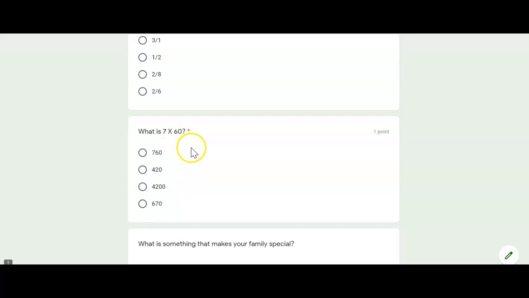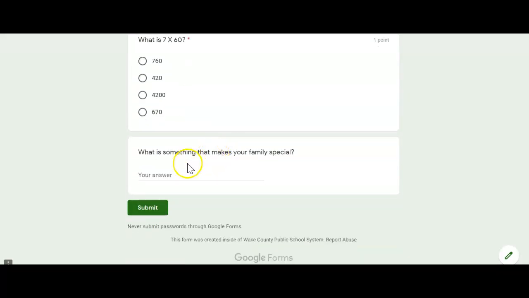And next, what is 7 times 60? And you can use your notebook also for this one. Choose whatever model that you want to help you to solve this problem. It could be the area model, possibly.